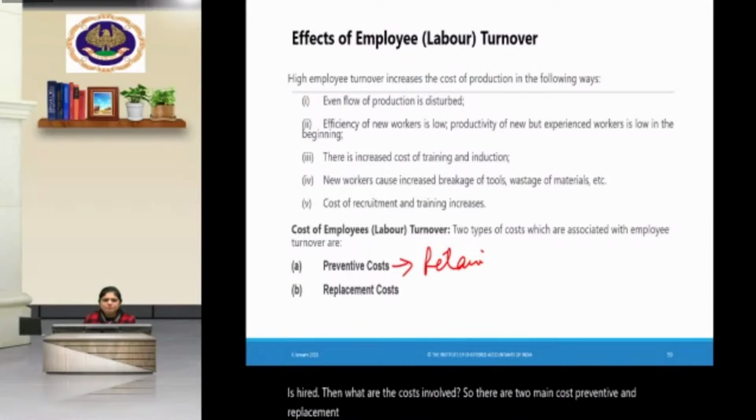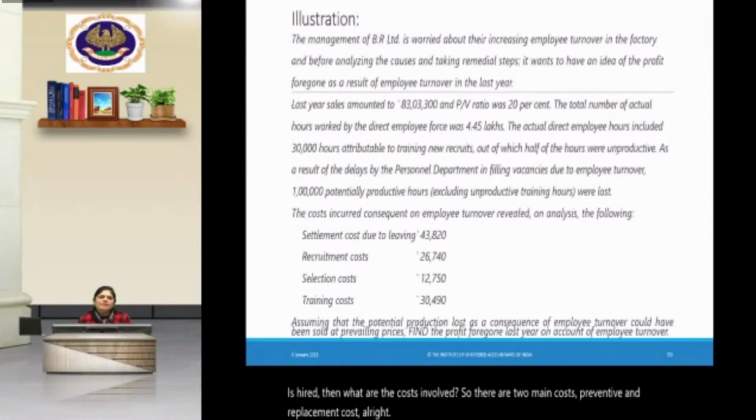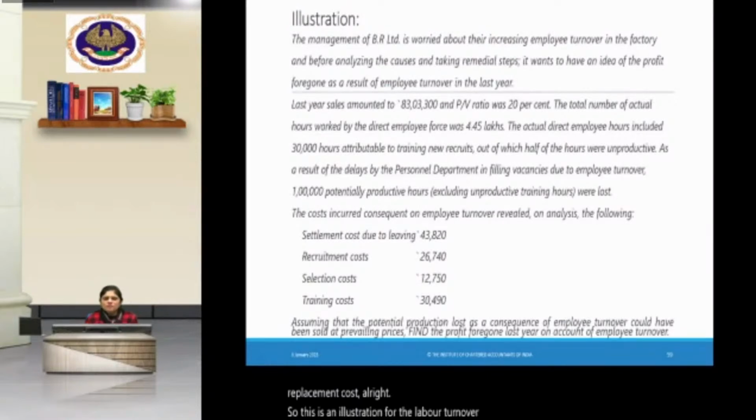All right. Okay, so this is an illustration for labor turnover. Please take note of this question. Let me see if any doubt is there.